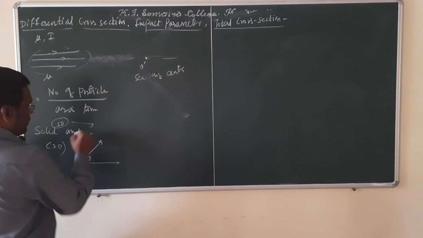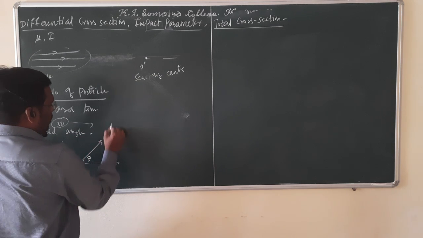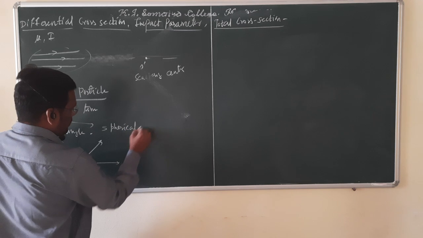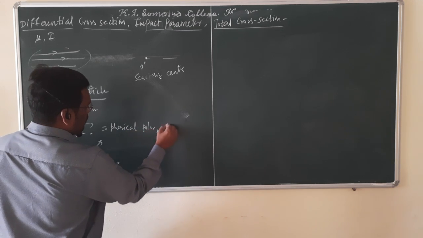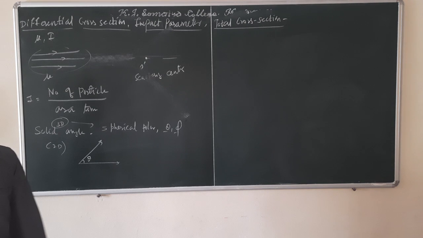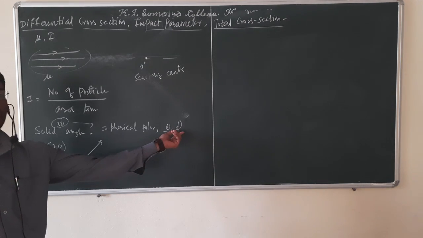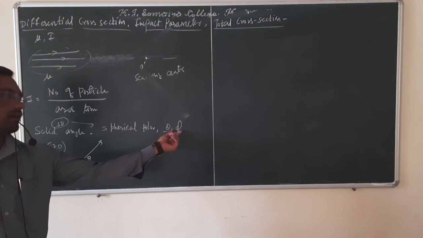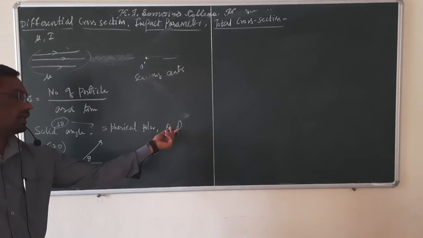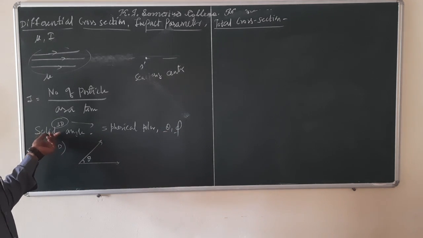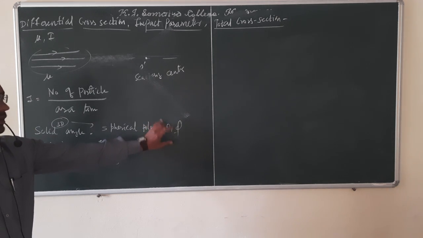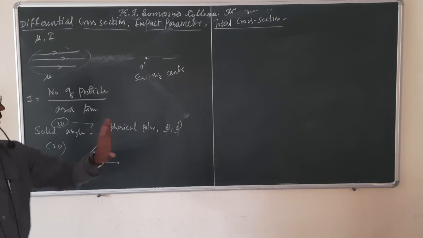For taking the solid angle, you have to use the spherical polar coordinate system. In spherical polar coordinates, you already know what is meant by theta and phi. Phi is the azimuthal angle, and theta is the angle from the z axis. Those angles are used to specify solid angles. So the spherical polar angles theta and phi are very important.